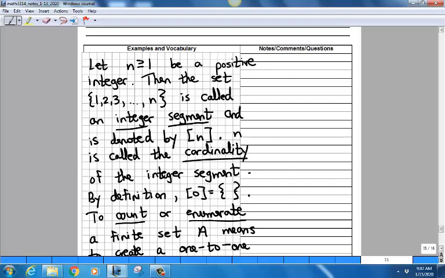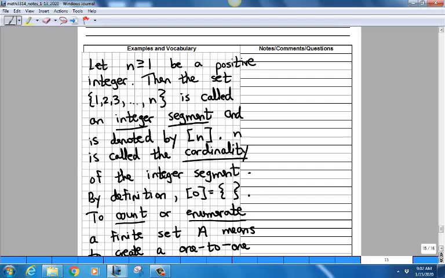Now, by definition, if I put the brackets around 0, which is not a positive integer, that's going to denote the empty set. So by definition, this will be the empty set. But for any other non-negative integer other than 0, you can create the set in the fashion that I just indicated. This quantity inside the brackets is going to be called the cardinality of the integer segment. So the n is referred to as the cardinality of the integer segment.